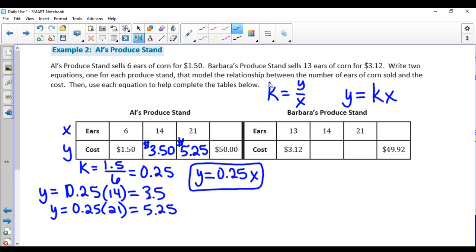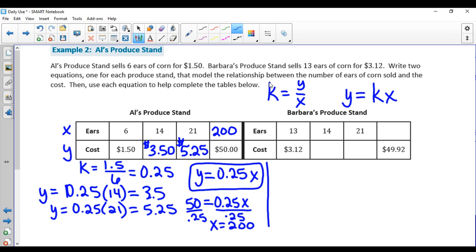Now to solve the last one, we have to work a little bit backwards. We have the y, which is 50, equals 0.25, and then we're looking for x. In order to solve for x, we have to divide by 0.25. In this case, 0.25x means that those two numbers are multiplied together. So we're going to divide by 0.25 on both sides, which will give us x is equal to 200. We can buy 200 ears of corn for $50 at Al's produce stand.